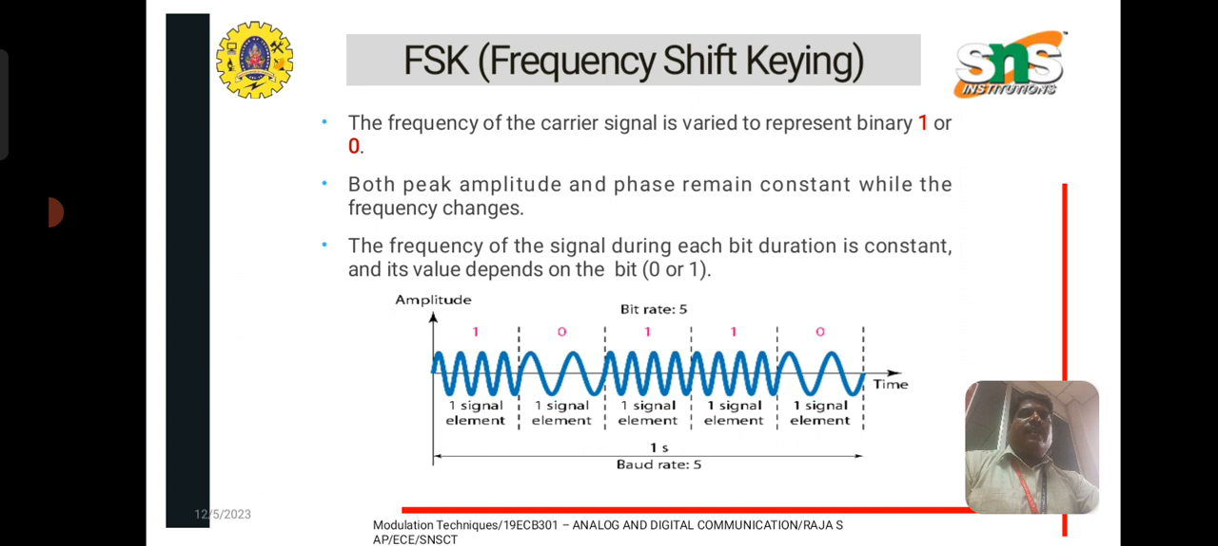In frequency shift keying, the frequency of the carrier signal is varied to represent binary 1 and 0. Both peak amplitude and phase remain constant while the frequency changes. So if you see this figure, 1 means the high frequency signal comes, 0 means the low frequency signal comes.